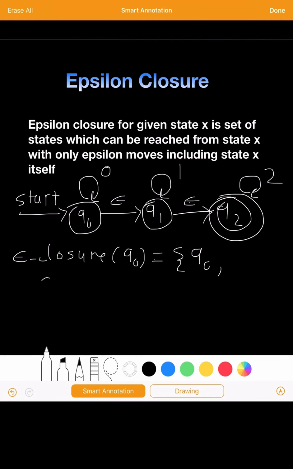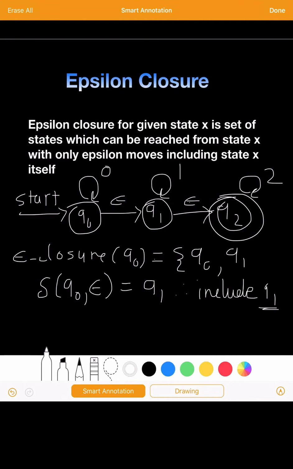Now calculate the transition function of Q0 for the input epsilon, which gives Q1. Therefore, we have to include Q1 in our closure set. Now again calculate the transition function of that Q1 for the input epsilon, which gives Q2. Now add that Q2 in our closure set.